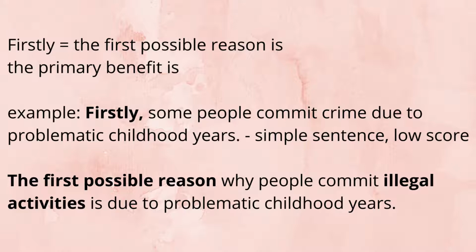For example, firstly, some people commit crime due to problematic childhood years. So this sentence is a simple sentence and you'll get a low score for this. Why? You use this word firstly. It's not really impressive, right? So try to use natural connectors. You can write instead, the first possible reason why people commit illegal activities is due to problematic childhood years. Instead of writing crime, I recommend you paraphrase it, illegal activities. So this sentence is longer, right?